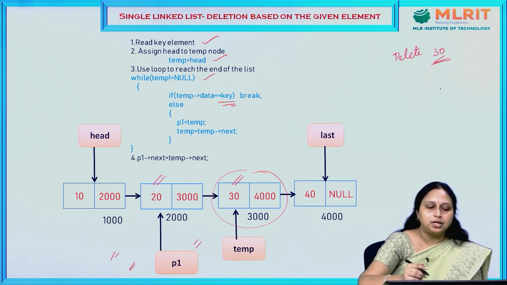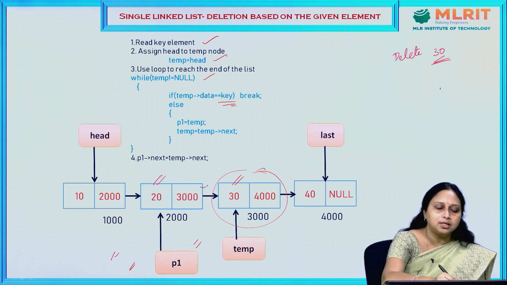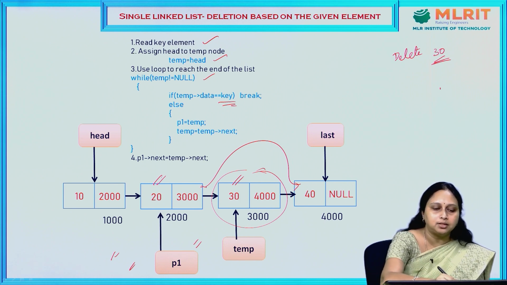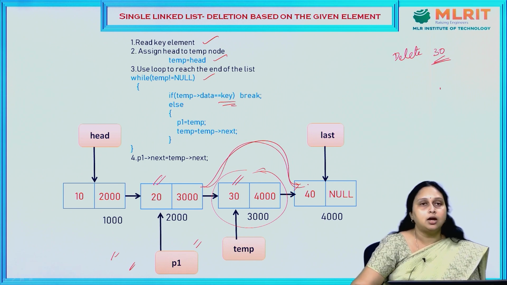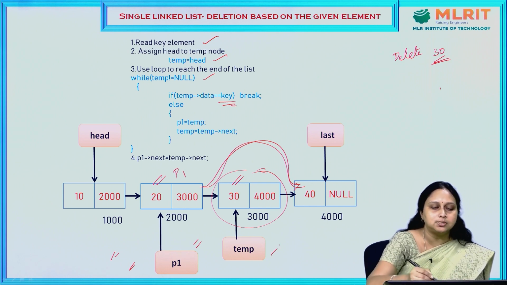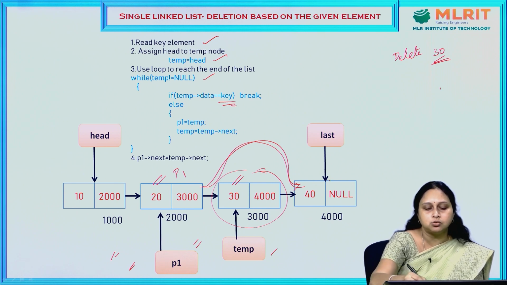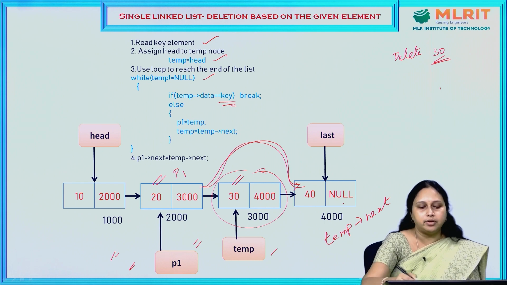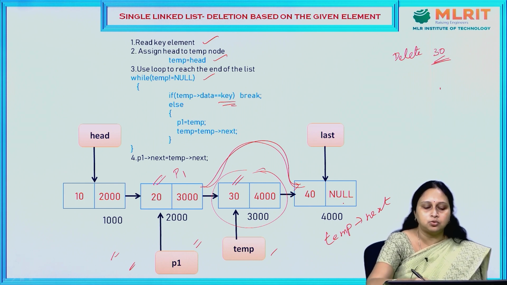If I want to delete this node, I need to make the connection from here to here. After deleting this, I need to make the connection from here to here. And how to make the links? You know that the name of this node is P1, the name of this node is temp, and the name of this node is temp arrow next. Don't consider that every time you will have the last node. That's why we are going to name the other node, referring to the temporary node, temp arrow next.